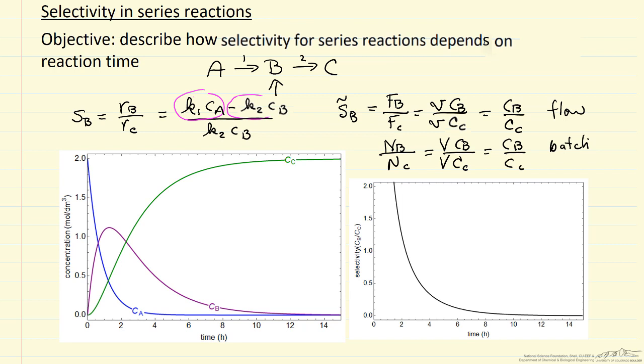At very short times, selectivity is very high, but of course we don't have much product, so that's not going to be a very useful condition. And also the actual separation of that product would be difficult. At longer times, our selectivity is significantly lower, and so what condition we'd run a reactor at depends on the economics of the overall process. But you can see the most important variable for series reaction selectivity is reaction time.